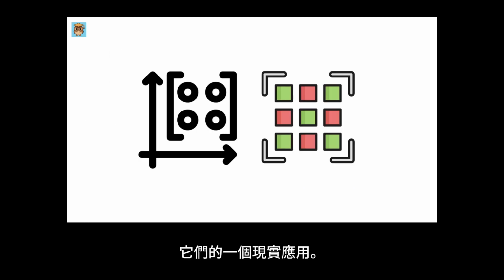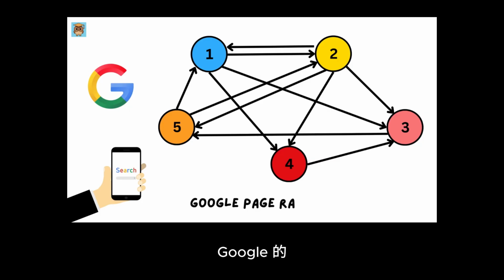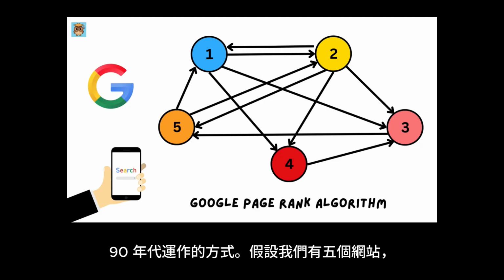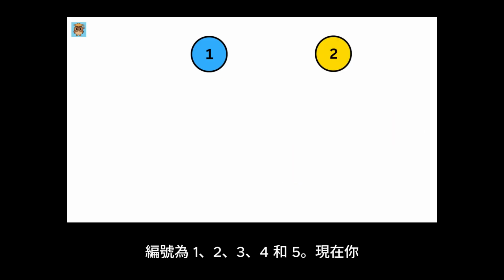Let's look at a real-world application of them. One surprising place where they show up is the page ranking algorithm of Google, at least the way it used to work in the 90s. Assume we have 5 websites numbered 1, 2, 3, 4, and 5.